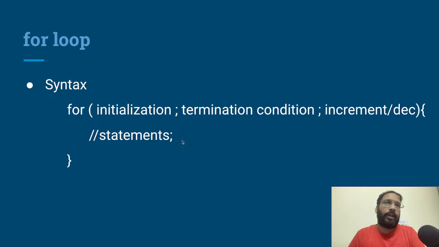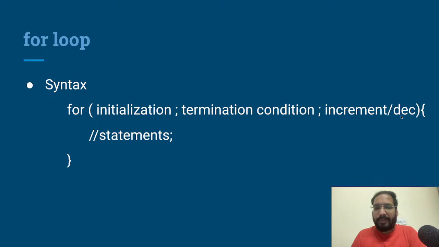So here is the syntax. Syntax basically means how to write a particular feature. If you don't know the meaning of syntax, syntax means how to implement a particular feature, how to write it. So here you can see, first of all, we need to write for, then we have parentheses, then we have initialization, then semicolon, then termination condition, then again semicolon, then increment or decrement, right?